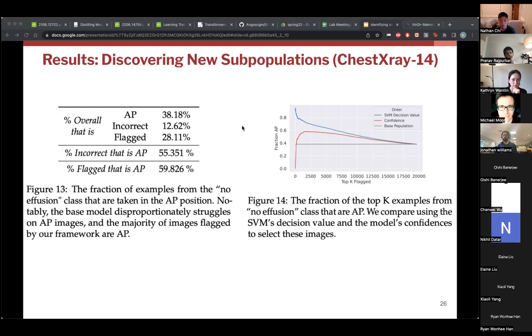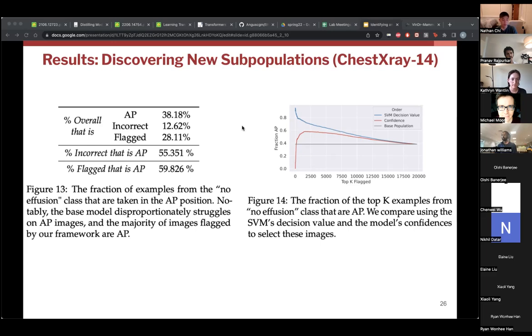So figure 13 is looking at one particular class called no effusion and is looking to see if there is some correlation with the AP position. The SVM method for this class flags a large number of the AP radiographs as incorrect, which says that the model might actually be relying on the position of those radiographs to predict whether the patient is healthy. Maybe the way that we've taken the picture is telling us something about the health of the patient that isn't just from the actual chest image itself.